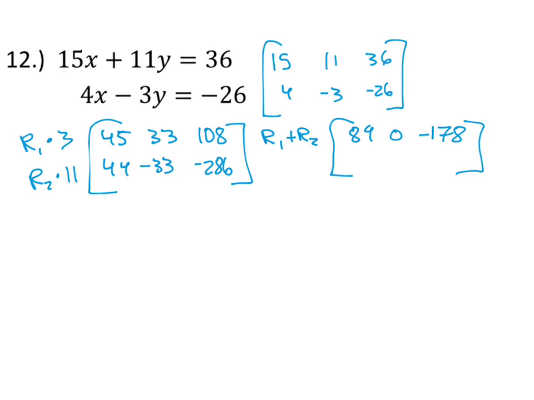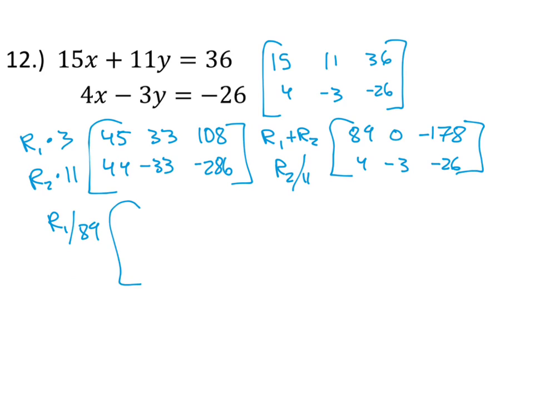I don't really want to keep this row. It's too big, and now that I got the 0, I don't need that row to be that big anymore. So I'm going to do row 2 and just divide it by 11, putting it back to 4, negative 3, and negative 26. Now I can divide this first row by 89, so row 1 divided by 89 makes it 1, 0, and then a number. My row 2 is just going to stay the same.